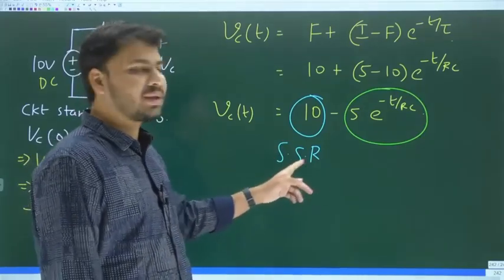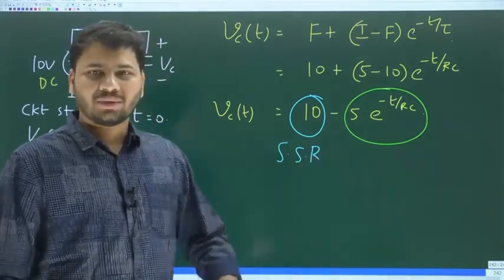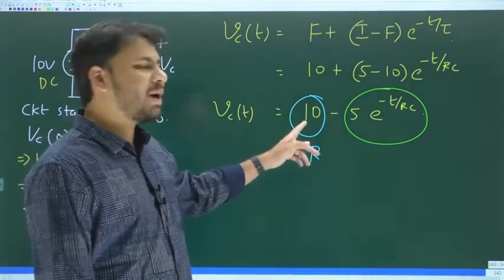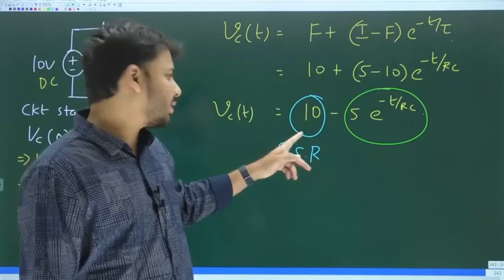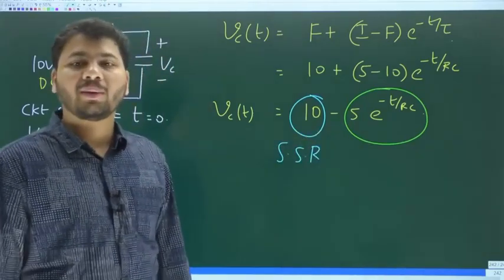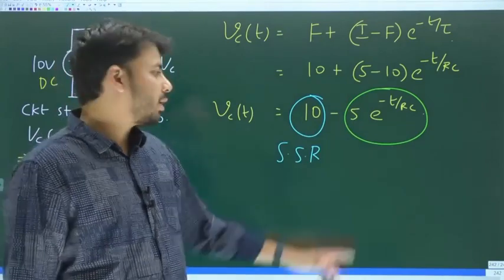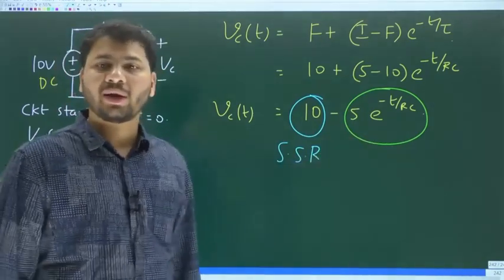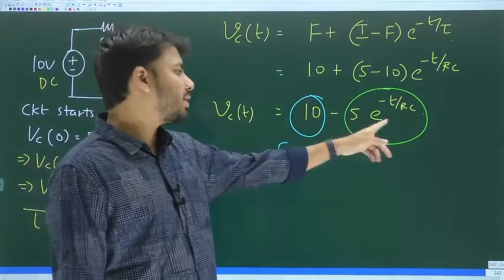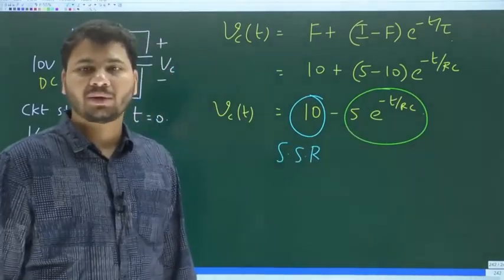Here also, the steady state response is 10, which is independent of time, or it remains constant. But apart from the 10 in the response VC of t, we also have a time varying part. In fact, is it not a decaying exponential? Yes, look at the other part of the response, minus 5 times e power minus t by RC.